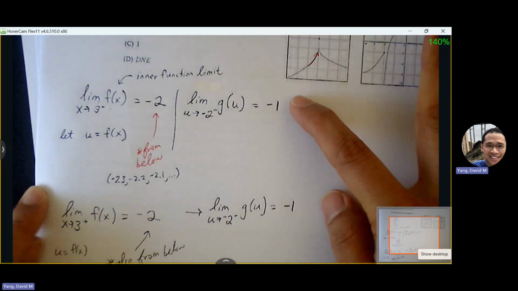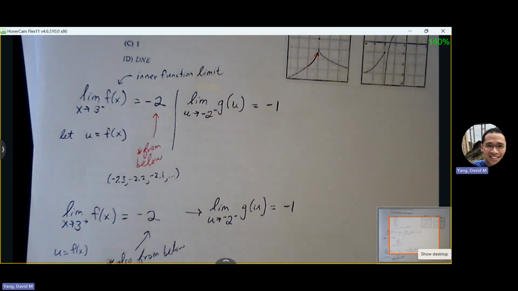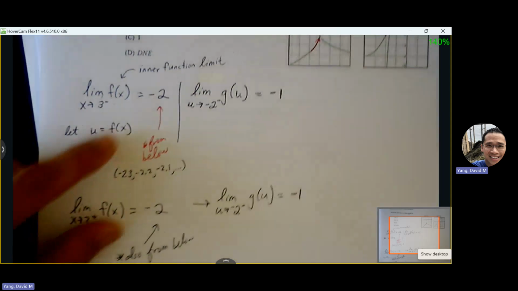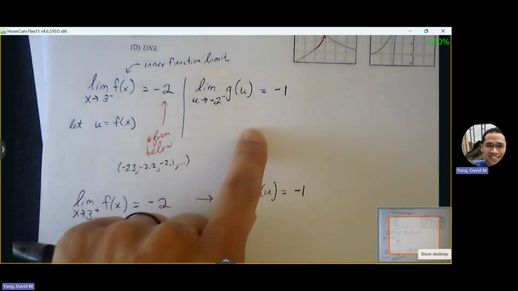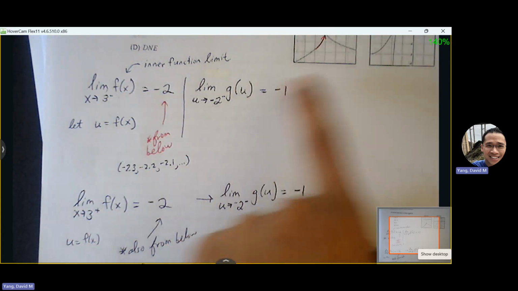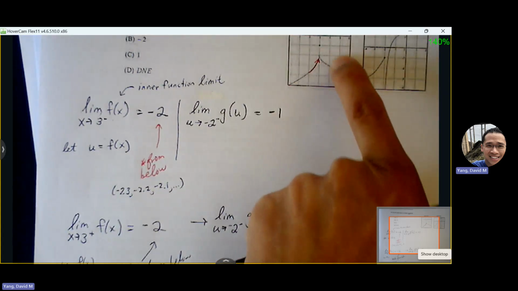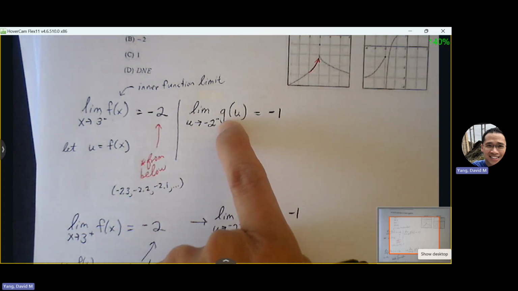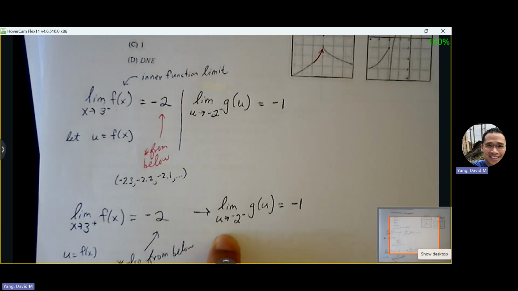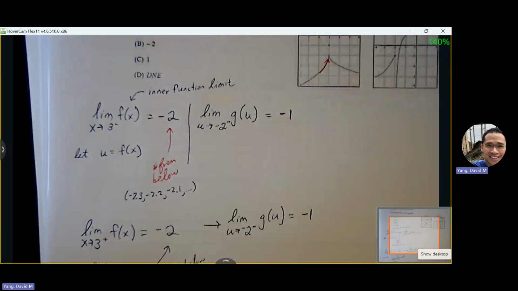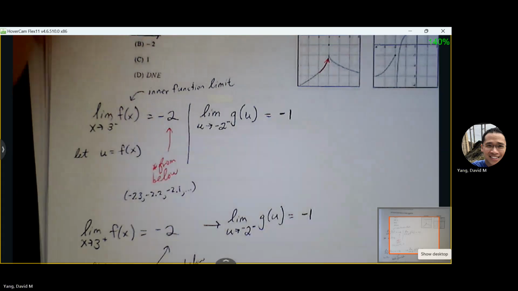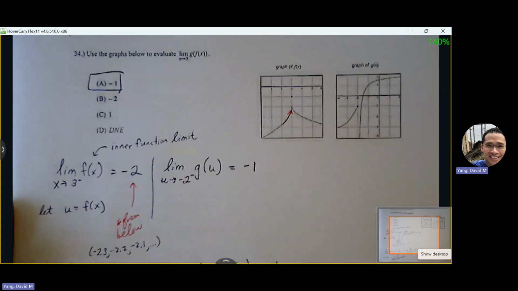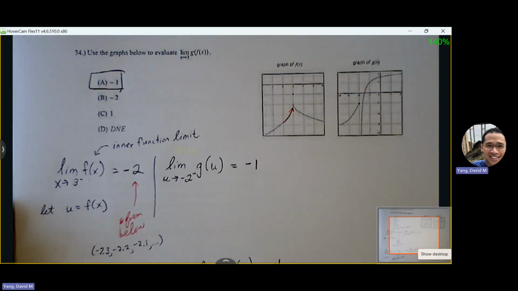I know that's kind of strange, because normally we think, oh, from the left side of 3 and from the right side of 3 in terms of the x, but because of the inner function and because of u substitution, we're looking at this now from the y value perspective. We're coming from below -2 towards -2. Same here. We're coming from below -2 towards -2. That's a very strange problem, but I just wanted to briefly go over that.